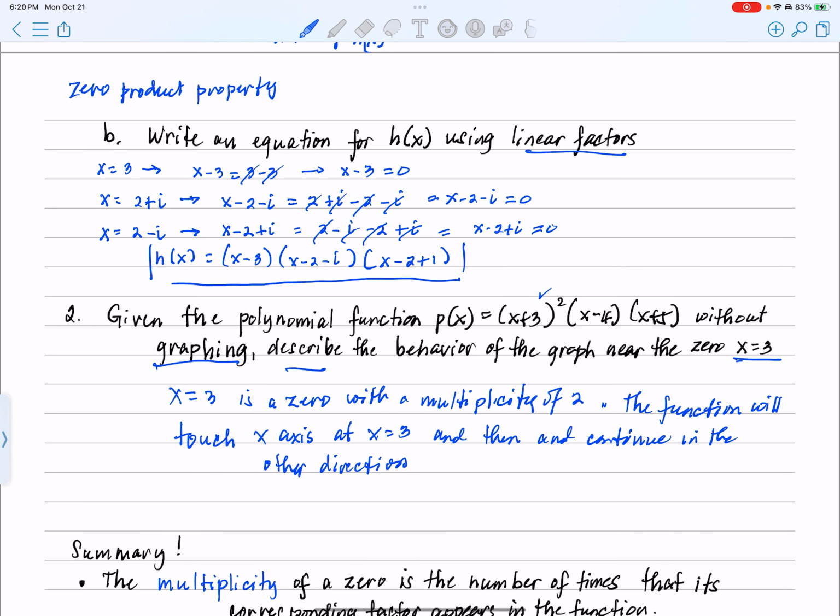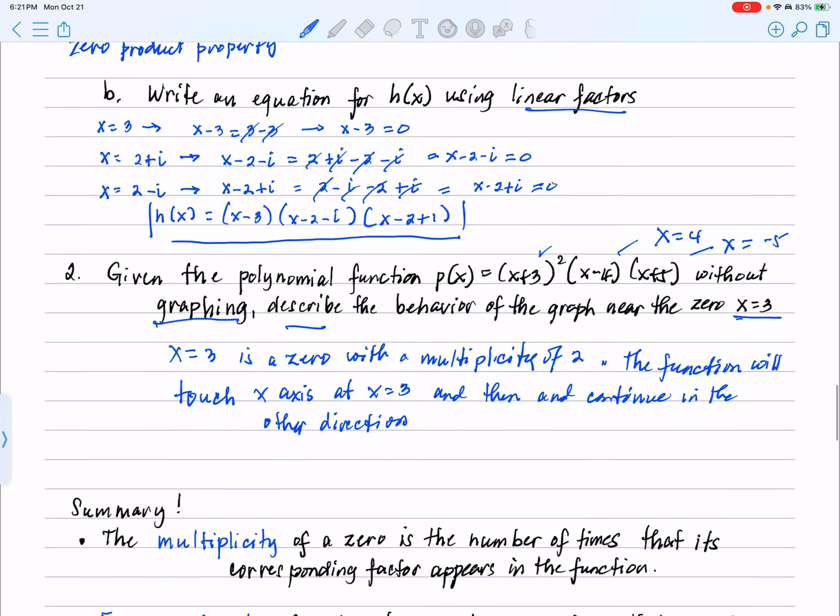So, if we try to make a sketch, we're not asked to graph, but we're asked to describe. So, I'm just curious what happened if we graph. This will be x equals 4. This will be x equals negative 5. This will be x equals negative 3. Okay? So if we have x equals 3 or negative 3, what happened when it crosses the graph?